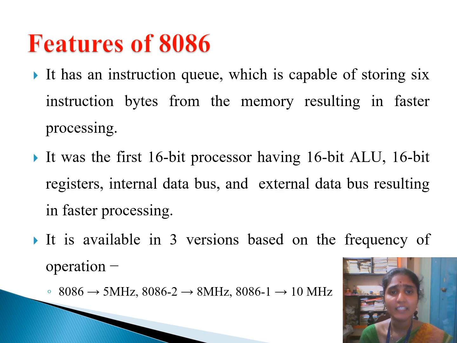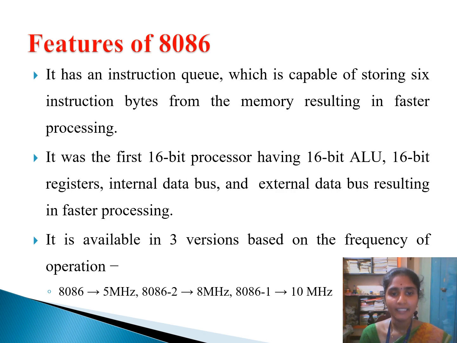8086 has an instruction queue, which stores 6 bytes of instructions from memory, which results in faster processing. 8086 was the first 16-bit processor having a 16-bit ALU, which is the arithmetic logic unit, 16-bit registers, internal data bus and external data bus, which also result in faster processing.